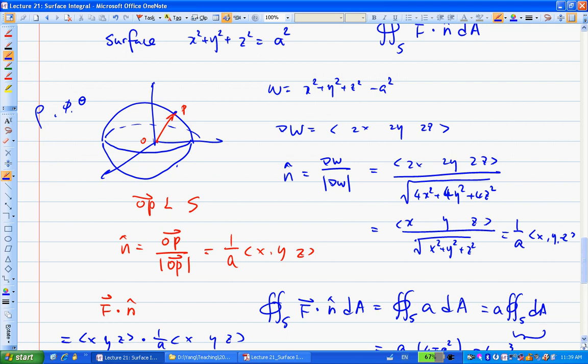Now what are we integrating? We're integrating over where? Over this surface here, right? So think about any point on the surface here. What would be a constant variable in terms of the three things? The rho, right? So in this particular case, rho will be a constant. Rho is this radius a here. So the only two varying ones are phi and theta.